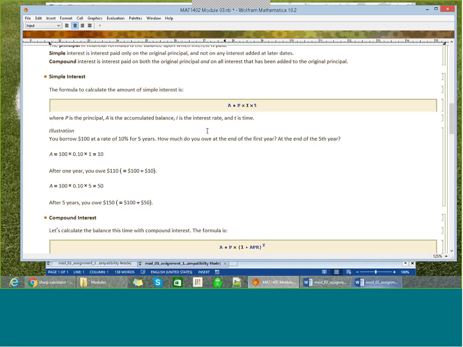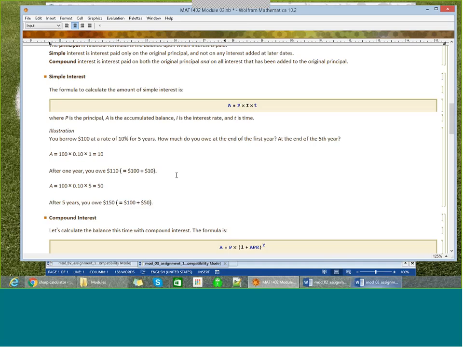So you can do two calculations at the end of 1 year, at the end of the 5th year. So just do 100 times 0.10 times 1, that's 10. So that's $10. That's the interest. So after 1 year, you owe $110. If you do the math for 5 years, it's going to be 100 times 0.10 times 5, which is 50. So you just add on to the original amount, which is 100, so $150. So that's simple interest rate.